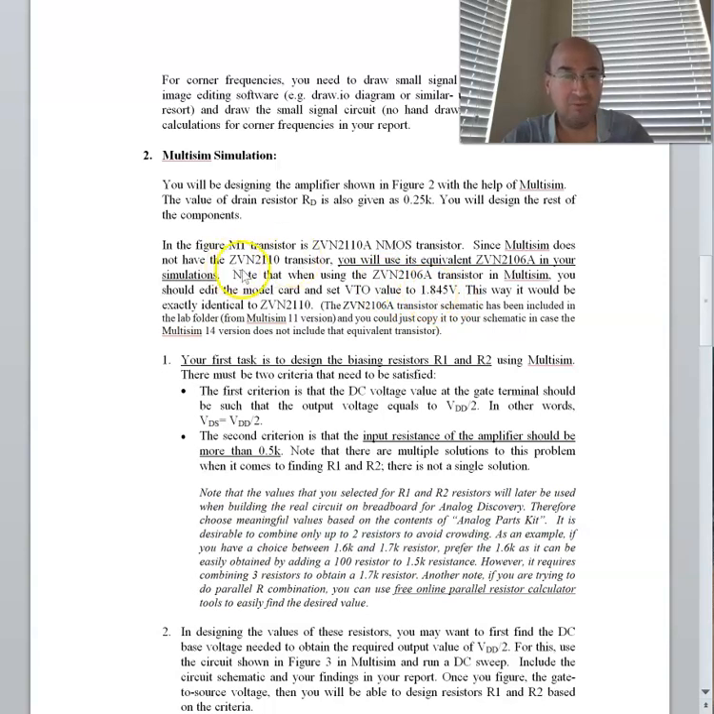In Multisim, we don't have the exact ZVN2110 transistor, so you will need to use its equivalent. But the threshold is different, so you go to the edit model card and then change the VTO value to this. For convenience, I have actually included this transistor schematic, so you could directly copy it into your schematic environment, because I noticed that Multisim 14 Pseudotune edition may not even have this transistor, but the earlier versions do. In any case, I have included the schematics, so you could just copy and paste.